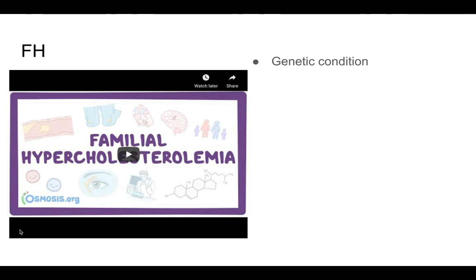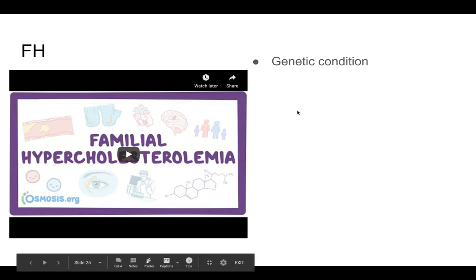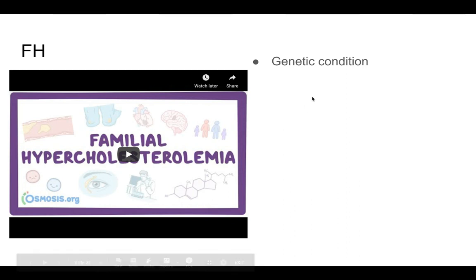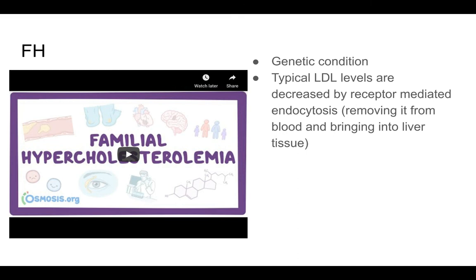Okay, so now let's talk about what we are going to write down in this last section of our notes about FH. So first, it's a genetic condition, and you saw in the video there are a lot of different possible mutations that can target different spots in the normal pathway of how cholesterol is taken in by the liver. Here's what typical looks like. So typical LDL levels, right? LDL, that's our bad cholesterol. Typical LDL levels are decreased by receptor-mediated endocytosis, removing it from the blood and bringing it into liver tissue.